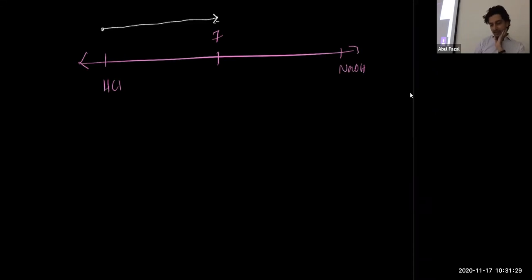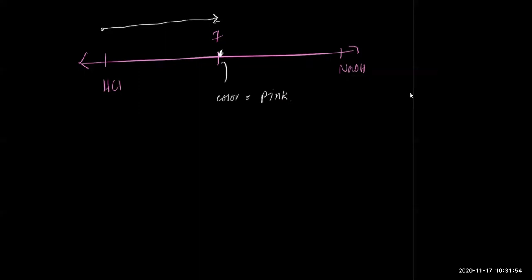as it's slightly more than 7, right here, the color of the indicator goes pink. Once it goes pink, you know the alkali is more than the acid, for sure. Make sense to everyone? Yes. Bob, any follow-up question? Okay, so this is how an indicator behaves.